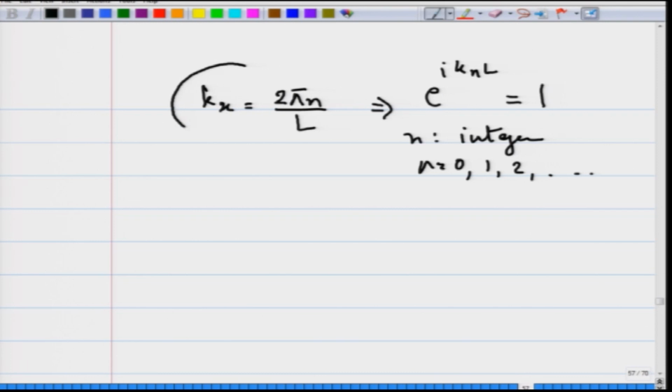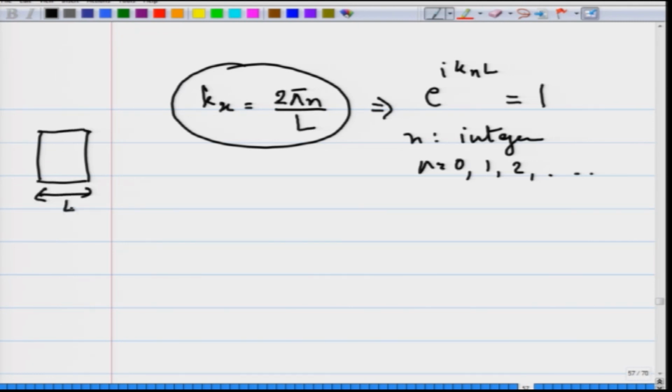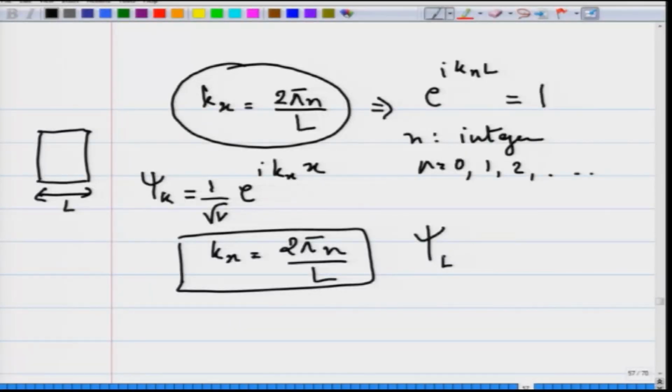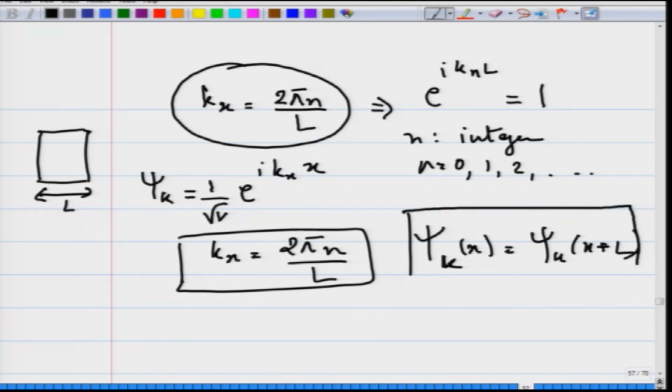So, these are the allowed momentum states which you can fit into this one-dimensional metal of length L. If you want to fit waves, the waves have to satisfy psi_k equal to 1 by square root of V e raised to i k_x x, where the momenta are 2 pi n by L. These are the specific momentum states which can be fitted inside this box, because they satisfy the condition that psi_k(x) is equal to psi_k(x plus L). And this is a very important boundary condition to be satisfied.